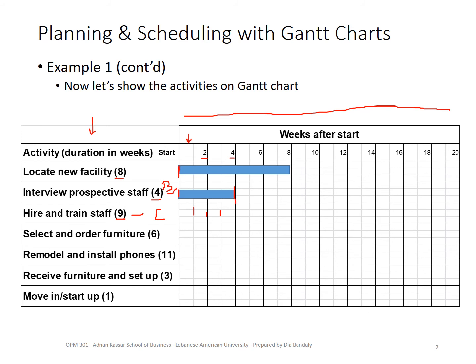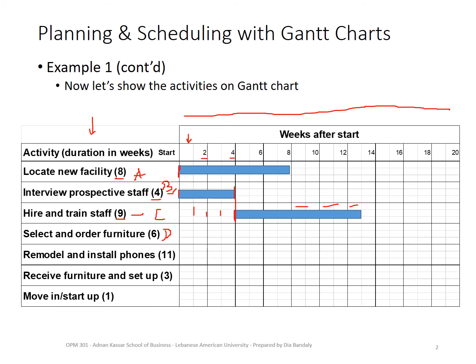So that's why you'll see that this activity can start only here, right? And it takes 9 weeks. 2, 4, 6, 8, and 9. 9 weeks. Now, select and order furniture. This has an immediate predecessor, which is A, right? This is A. And this is D.